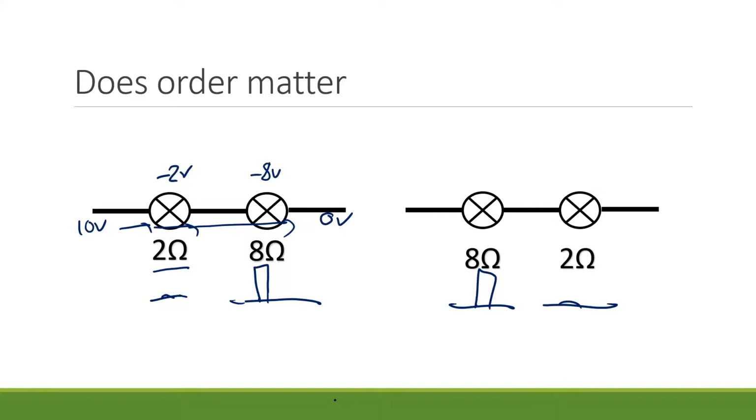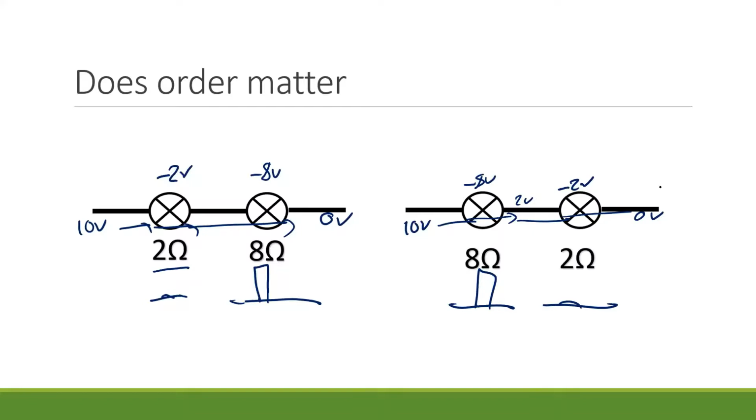Now, if I look at the one on the right, let's just say I took this one. I've got 10 volts at the start. I'm going to lose 8 volts over the first light bulb, and then I'm going to lose 2 volts over the second light bulb, which is going to give me 0 volts at the end.